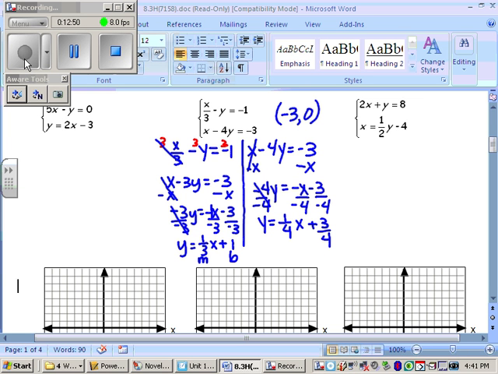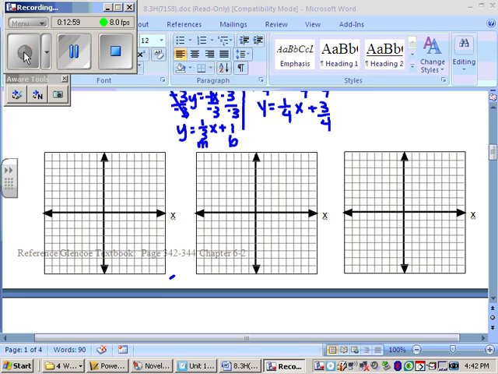So let's scroll down and graph these two equations and see if their point of intersection is in fact negative 3, 0. If we graph the first equation, our y-intercept is 1 and the slope is 1/3. So we will go up 1 and right 3, down 1 and left 3. And we can draw our line.